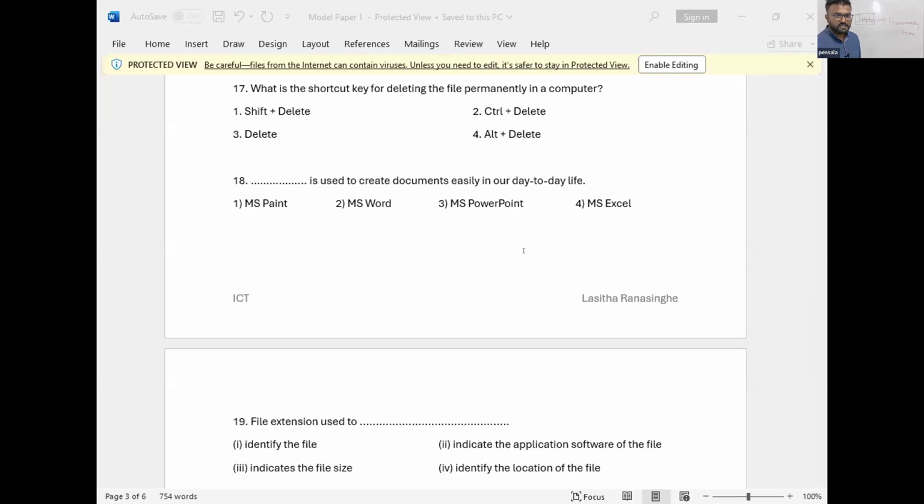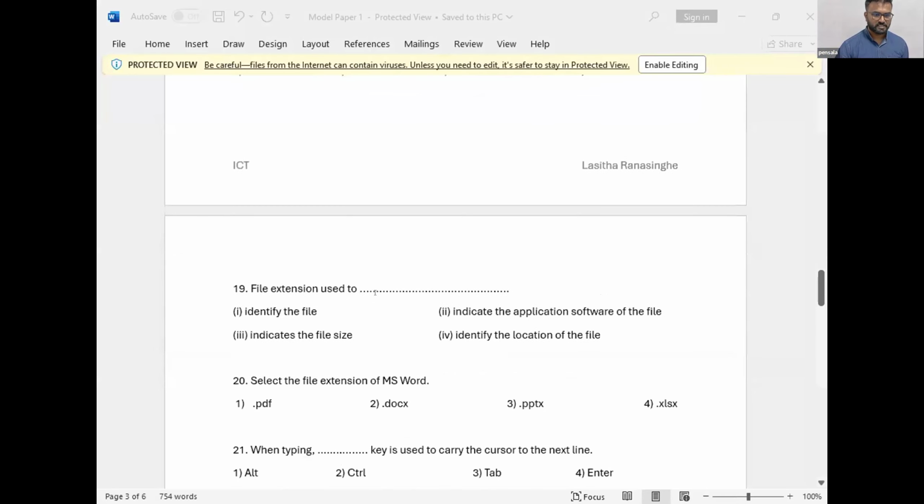Right. So what is the answer for the 18th one? I am not going to answer that. 18th question. What is the answer? Put it in the chat. Yeah, it's very clear, no? MS Word.